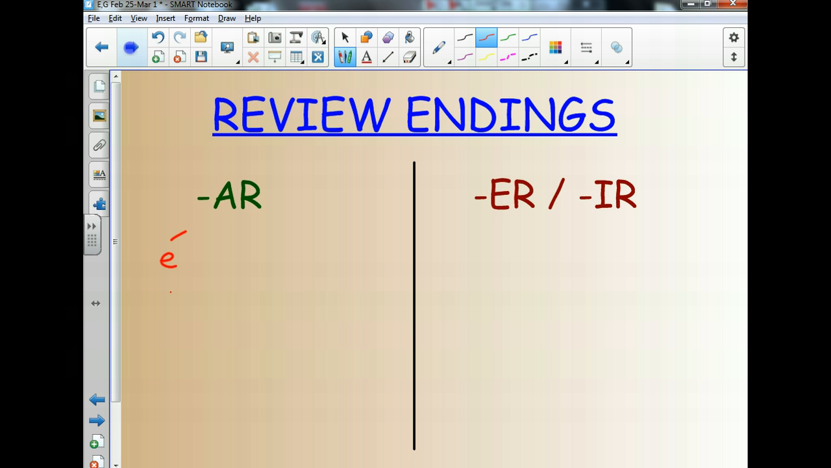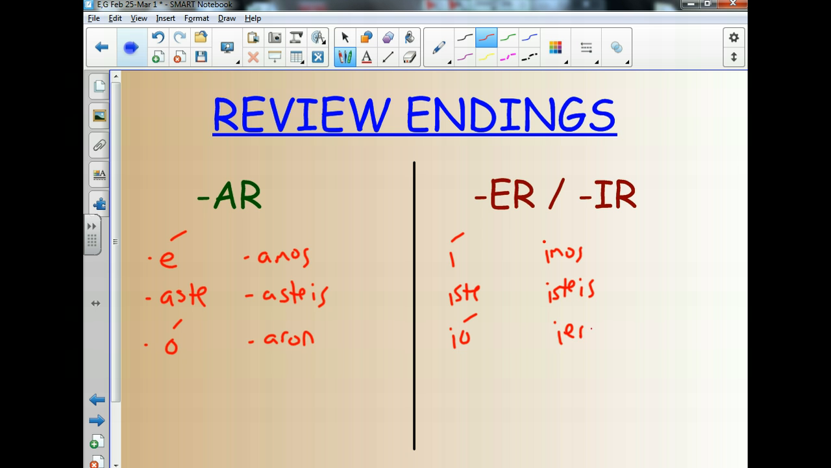We know that our endings for the regular preterite tense are a, aste, o, amos, astes, aron. Remember that these endings correspond with your subject pronouns. They have nothing to do with gender, whether it's a guy or a girl. People have been asking that question. Nothing to do with that. These are just your endings to determine who performed what action. Those are your ARs. Here are your ERs and IRs. E, iste, io, imos, istes, and ieron.